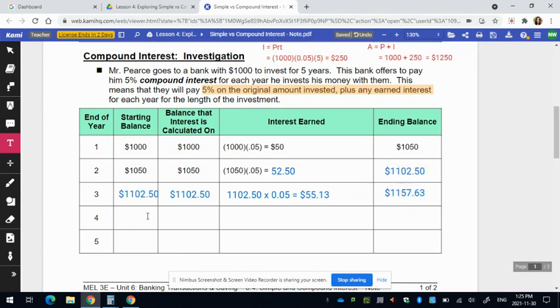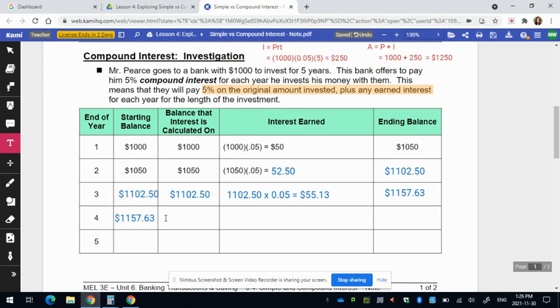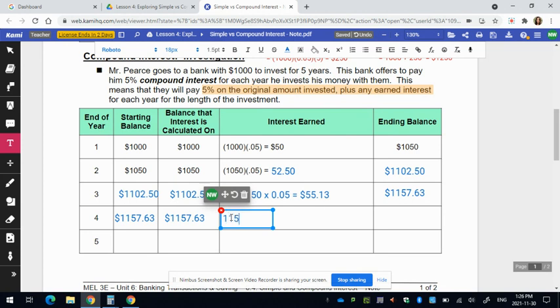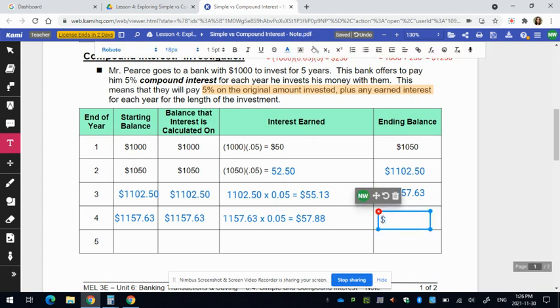We're starting out with that 1,157.63, and that's the same thing that we're calculating our interest on. So we're going to have that there as well. So 1,157.63, and we're multiplying that by our interest rate to figure out how much interest we'll get in our fourth year, which is 57.88. When we total that up at the end of the fourth year, he'll have 1,215.51.